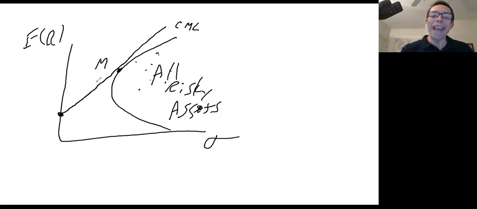So as we can see, any point inside the hyperbola is dominated by at least one point on the capital market line. This point right there, you can get both a higher expected return and a lower standard deviation. This point right here, you can get a higher expected return and a lower standard deviation there. So any point here in or on the hyperbola, you can get a higher expected return and a lower standard deviation on the capital market line, except for M itself, okay? Because that is also on the capital market line.